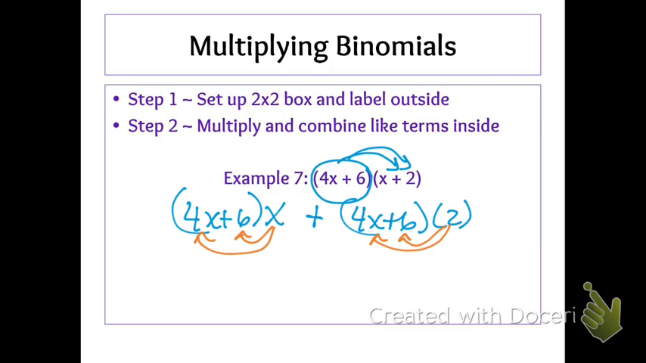So 4x times x is 4x squared. 6 times x is 6x. 4x times 2 is 8x. 6 times 2 is 12. This should look awfully familiar. There are the 4 terms that were inside of your box in the last problem, or the same problem when we did it a separate way.